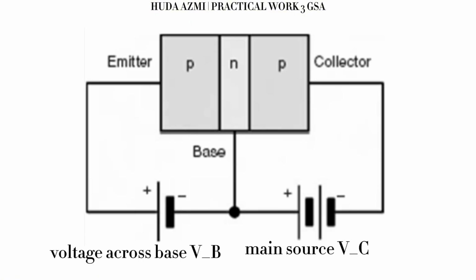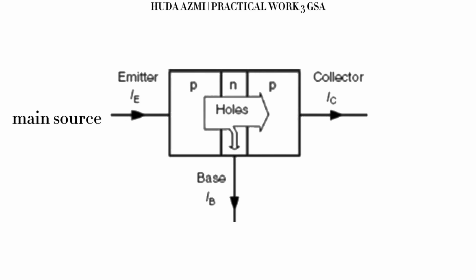For a PNP transistor, the emitter is connected to the positive supply. The collector is connected to the negative supply. The base is made slightly negative, about 0.6 volts below the emitter. The current will enter the emitter, flow through the transistor, and exit through the collector.